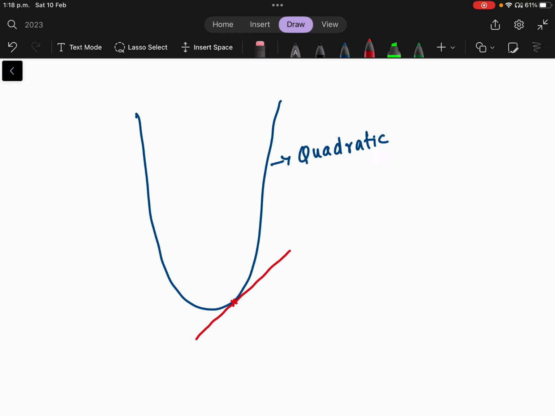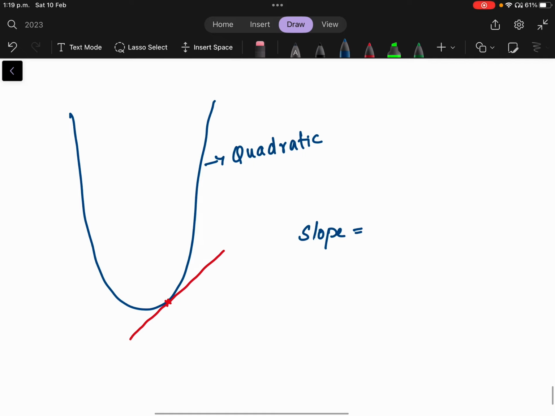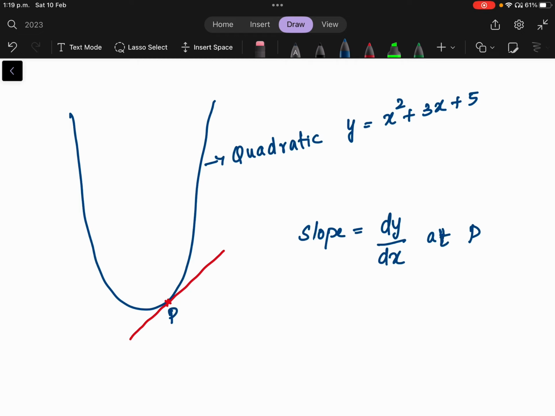Now, to find the slope of the tangent, for example, if this is a quadratic equation, y is equal to maybe x square plus 3x plus 5 or something like that, and you need to find the slope of this tangent, what you need to do is just do dy by dx at this point at p. Yeah, that's it. So you find the derivative of the function and then sub in the value of p for the derivative. It's as straightforward as that.